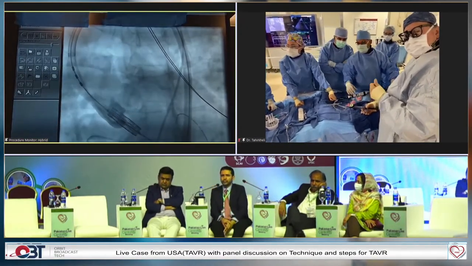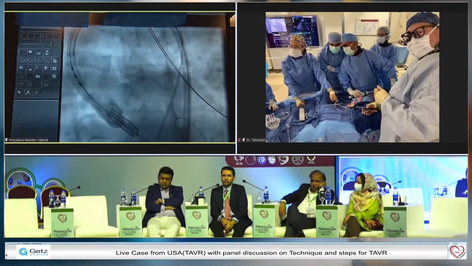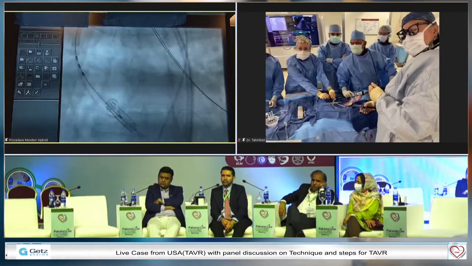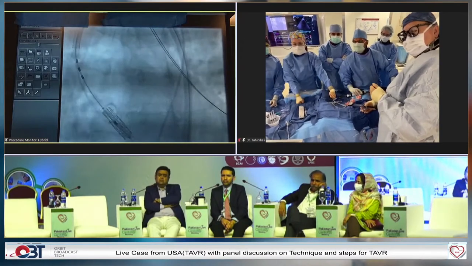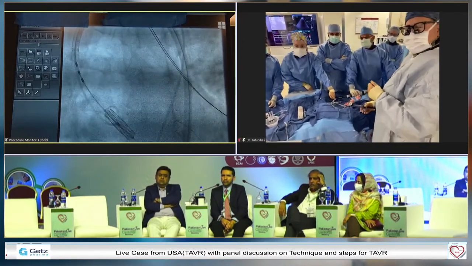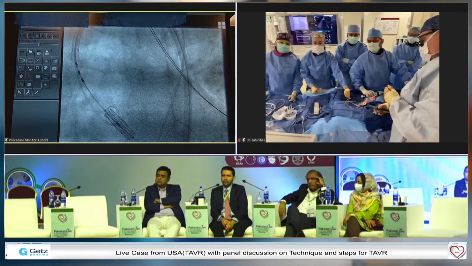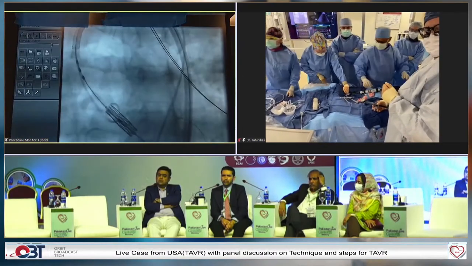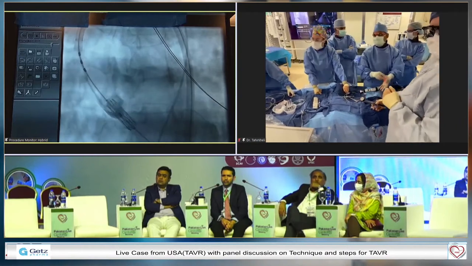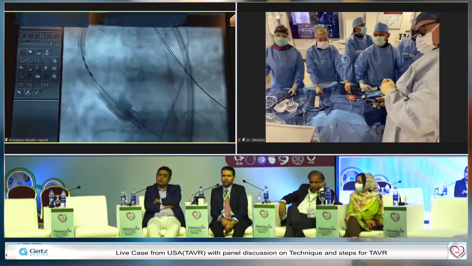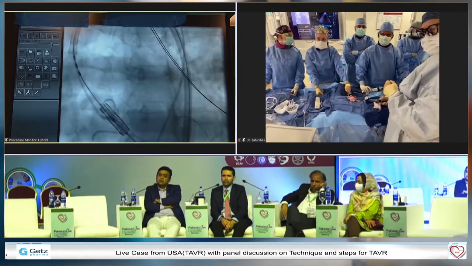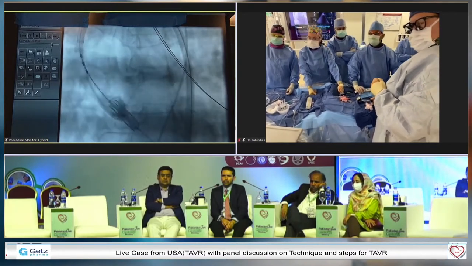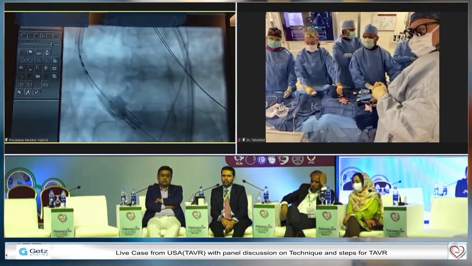Okay, so you're going to come up a little bit. Keep that dot at the lower end of the annular plane. Take another picture. What does everybody think? Do you like it, or should we come up a little bit? Looks pretty good. Okay, so Dr. Kwan is going to start pacing, then we will inject again. If we like it, then we'll say deploy and Dr. Cannon will deploy it.